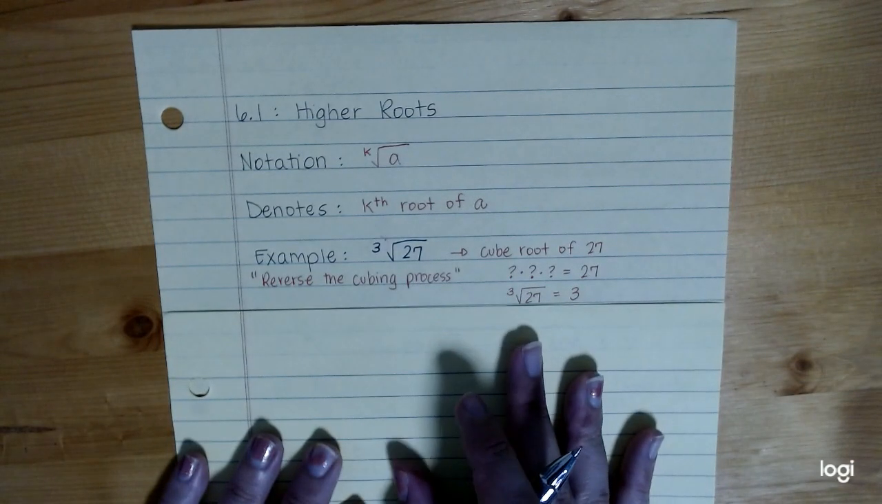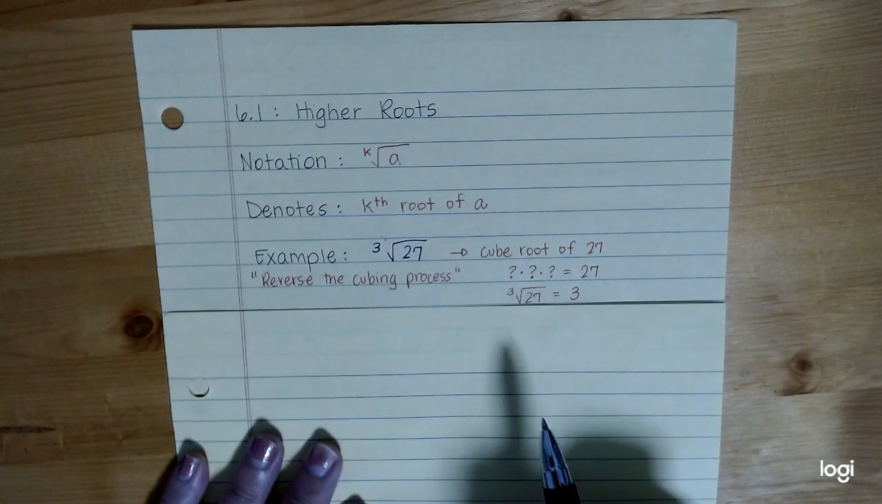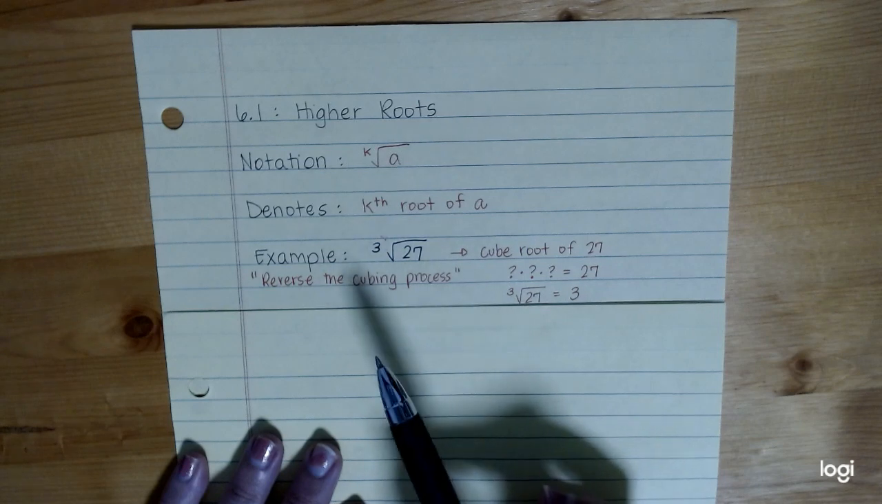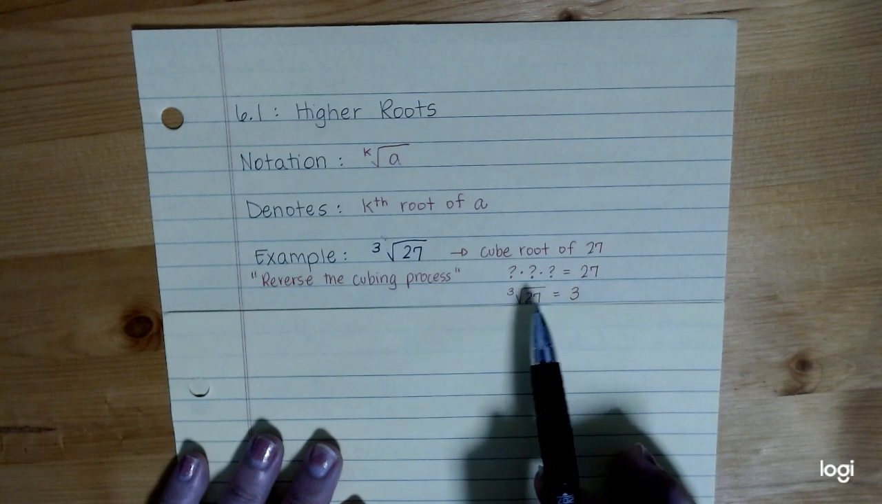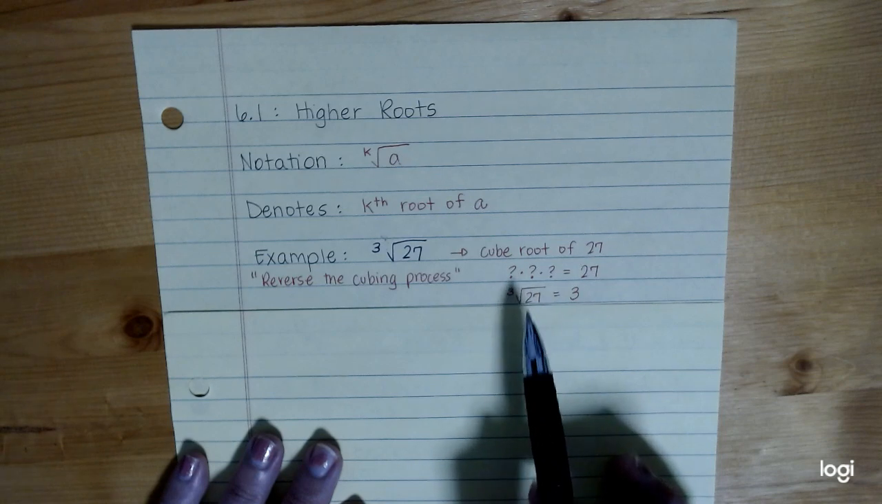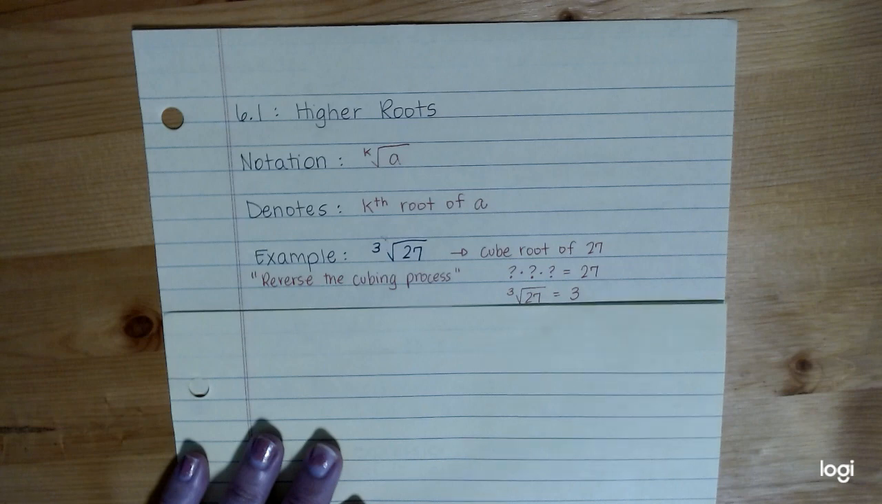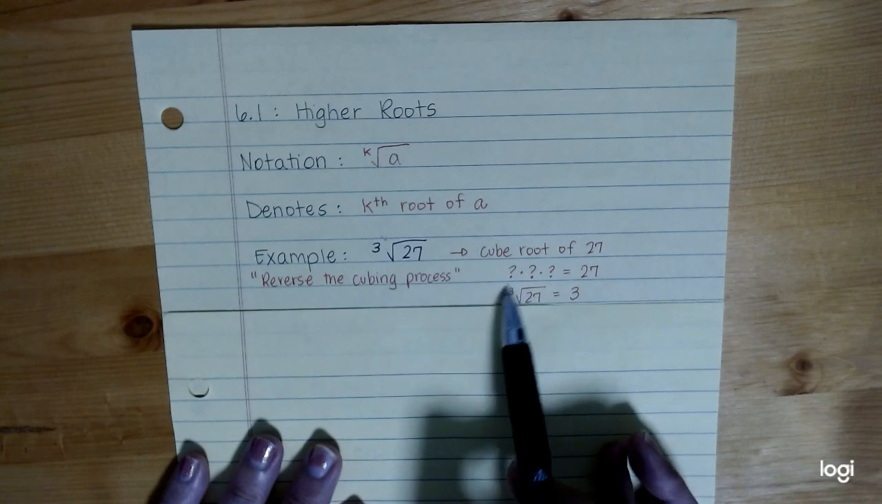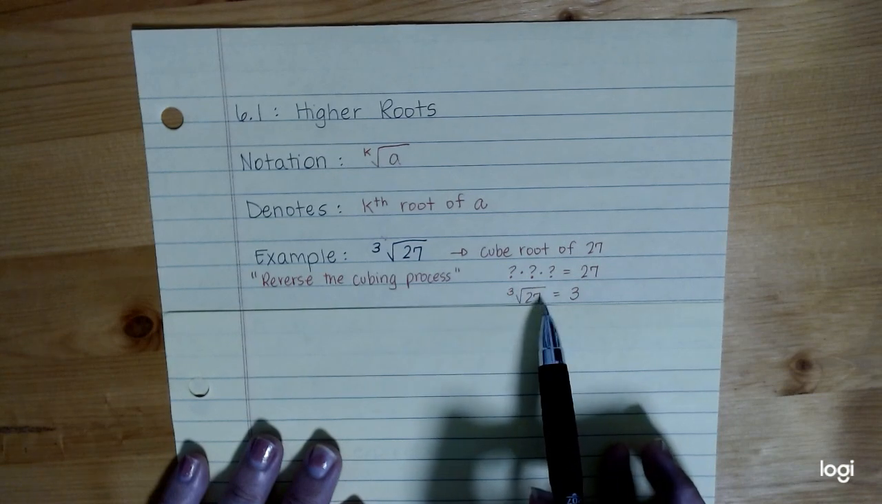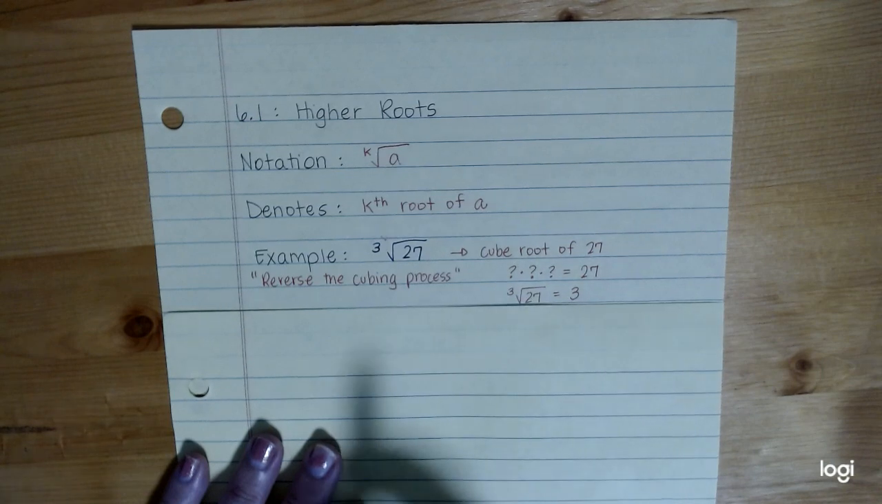And just like with our principal square root, when you see this cube root symbol or fourth root or fifth root or sixth root, we're usually denoting that non-negative root, unless we have an odd root here and this number is negative. So we'll look at that in a second video.